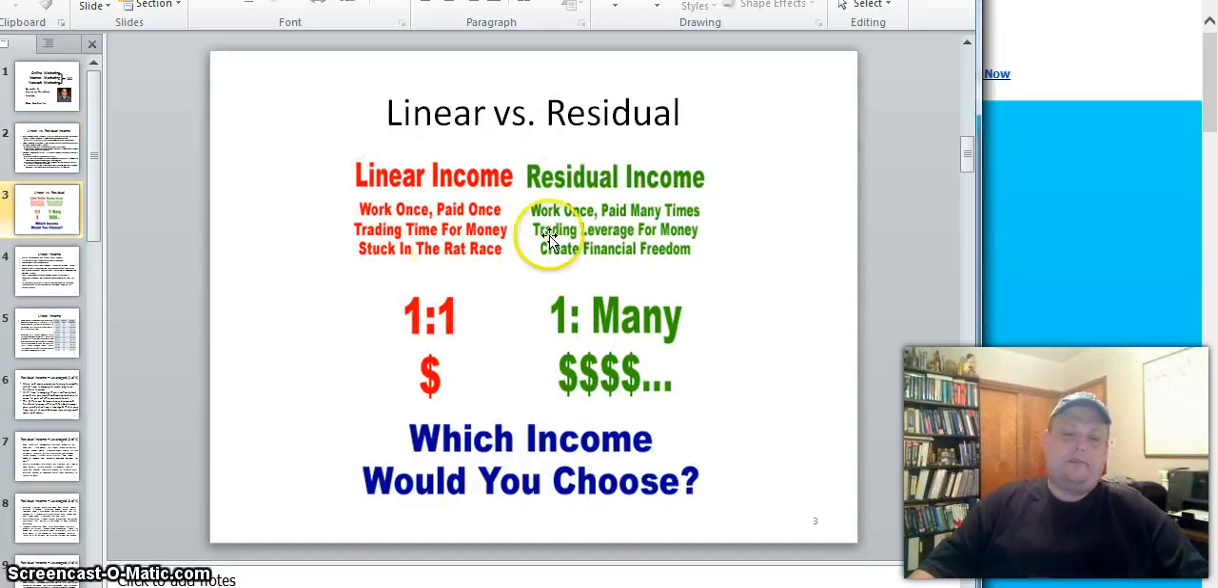This lays down an overall snapshot of what the differences are. Basically, like I've said, you work once, you get paid once, trade time for money, and you're stuck in a rat race of running to work, coming home, traffic, travel, going to conferences that you don't really want to be at, all those kind of things. As opposed to residual income, you work once hard, you continue working, but maybe at a slower pace. You get paid many times. You trade leverage for money, and you create financial freedom. You have the time to go on vacation and not worry about whether you're going to get fired when you come back from vacation, or if someone's going to take over your job, all those kind of things.